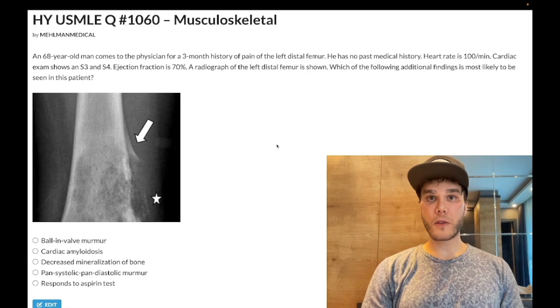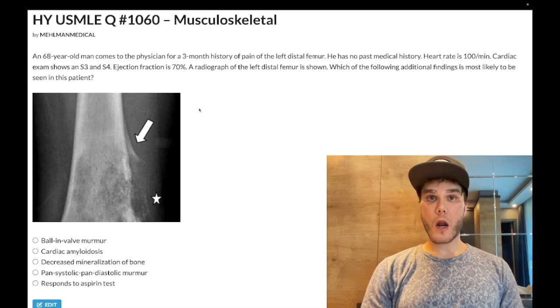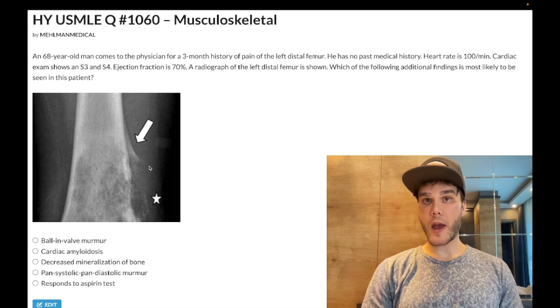How's it going, guys? Medium difficulty question, musculoskeletal, step 1, internal medicine, 2CK. 60-year-old man, he's got osteosarcoma. So the arrow's pointing to the Codman triangle, which is subperiosteal/periosteal reaction.